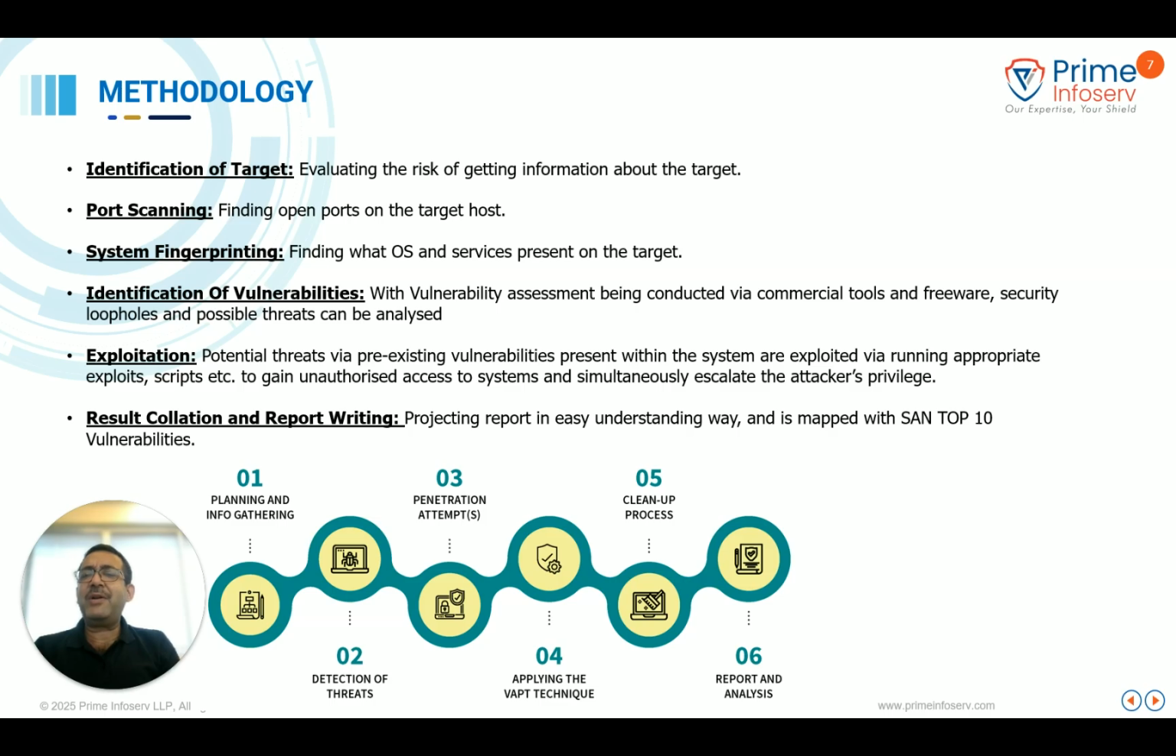The same thing is represented in a different way. First, identification of the target based on our asset inventory. Then they'll scan the different kinds of open ports as per the different kinds of benchmarking. There might be SANS Top 20, and if it is a web-based situation, then OWASP Top 10. Then we do system fingerprinting, where the operating systems and the services on the target are identified. Then comes identification of vulnerabilities and trying to exploit them, and finally result preparation, severity classification, report writing, and submitting to the end customer.